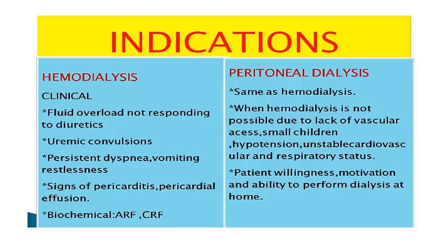Peritoneal dialysis is used when hemodialysis is not possible due to lack of vascular access, or in cases of small children, hypotension, and unstable cardiovascular and respiratory status. So if the patient has some cardiac disease, or in the case of children, we generally go for peritoneal dialysis. Also consider patient willingness, motivation and ability to perform the dialysis at home. Generally, peritoneal dialysis can be given to the patient at home, with proper instruments. It is also given on an OPD basis, but for hemodialysis you have to go to the OPD or be hospitalized. We require proper monitoring, a proper surgeon, and a proper doctor to give hemodialysis or even peritoneal dialysis.